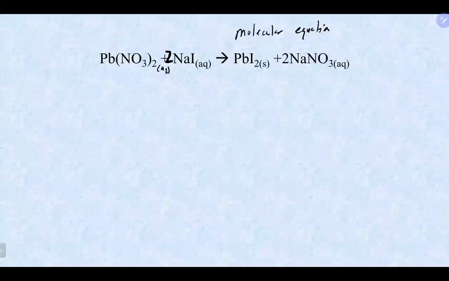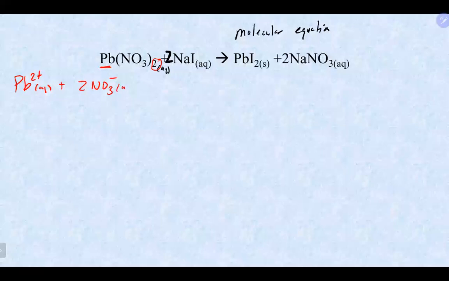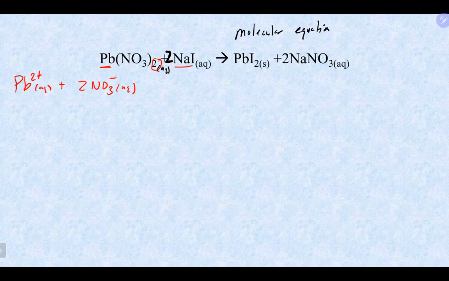So when we look at this equation, what we really have going here is our lead with a 2+ charge coming from this guy. There are 2 of these nitrates, which means we actually have 2 nitrates floating around in that solution, which is why they get the aqueous symbol. For our sodium iodide, that 2 goes for both guys behind it. So we have 2 of these sodium ions floating around. We also have 2 of the iodide ions floating around.